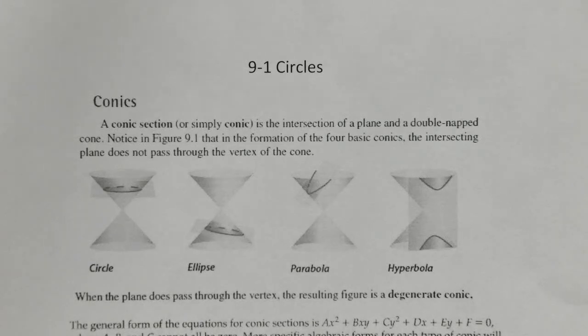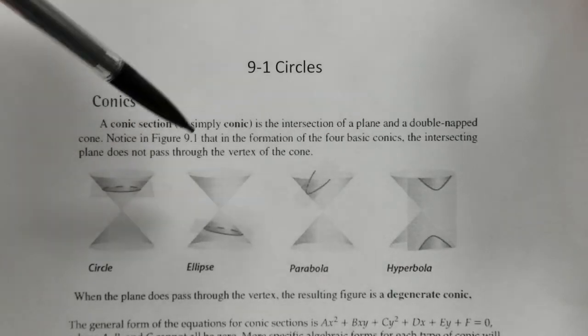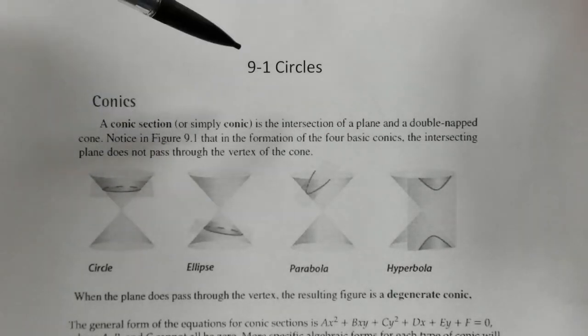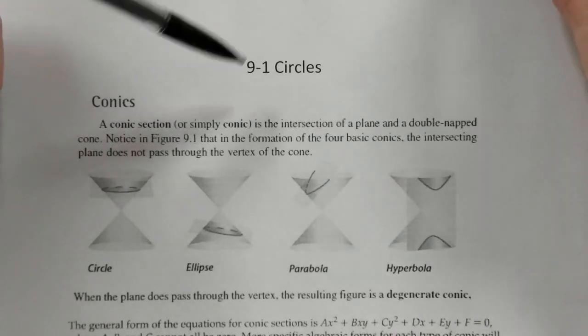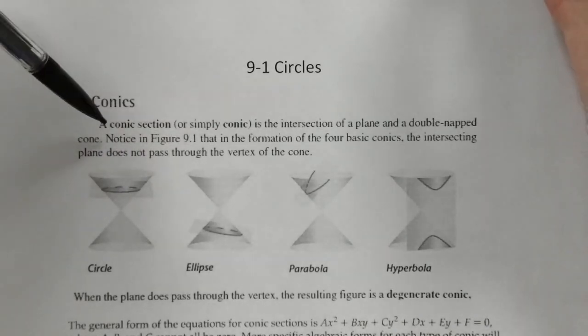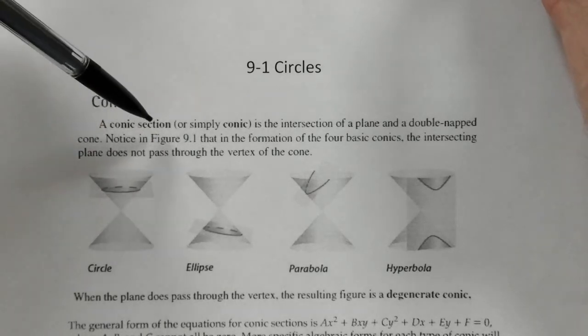Okay, so today we're beginning a new unit. This is Unit 9, and Unit 9 is going to be all about conic sections. The first conic section that we take a look at here is circles. Let's start by having a general discussion on conics. So what is a conic section?